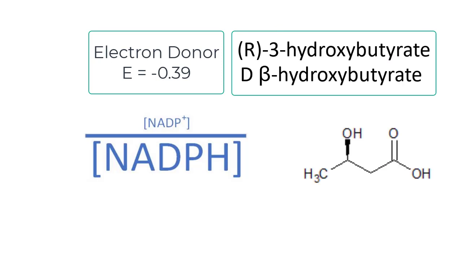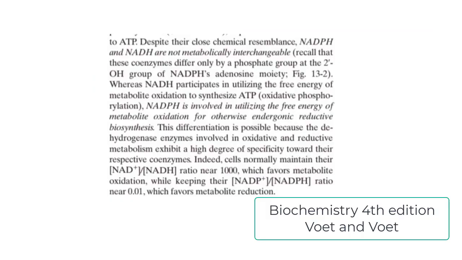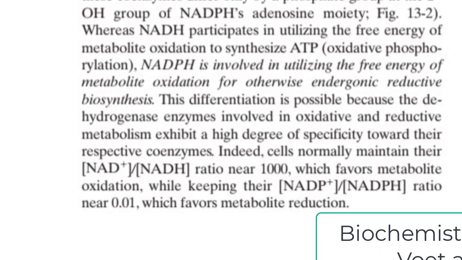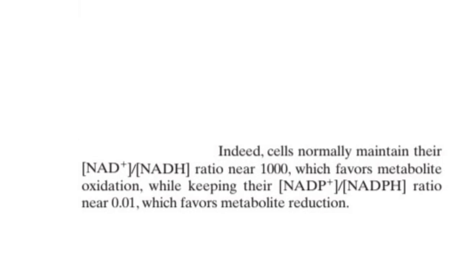How is NADPH related to beta-hydroxybutyrate? If one looks in any biochemistry book, there is an explanation that the redox potential of the cytoplasmic NAD differs from the redox potential of NADP. The relative ratios of NAD+ to NADH and NADP+ to NADPH differ by a factor of 10 to the 5th.